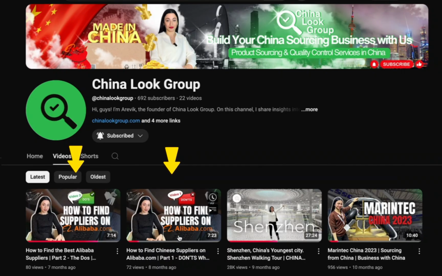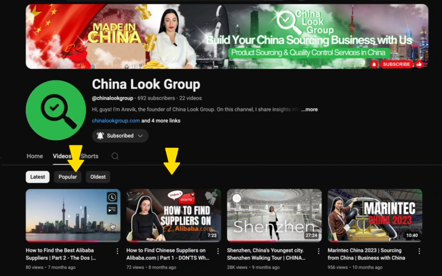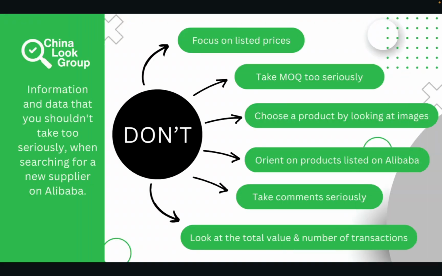In those videos, I have shared important techniques on how to find the best Chinese manufacturer on this platform. So let's refresh our memory on what we shouldn't concentrate on when we are searching for a new supplier on Alibaba.com. We shouldn't concentrate on prices and their MOQs. Remember, everything can be negotiated.